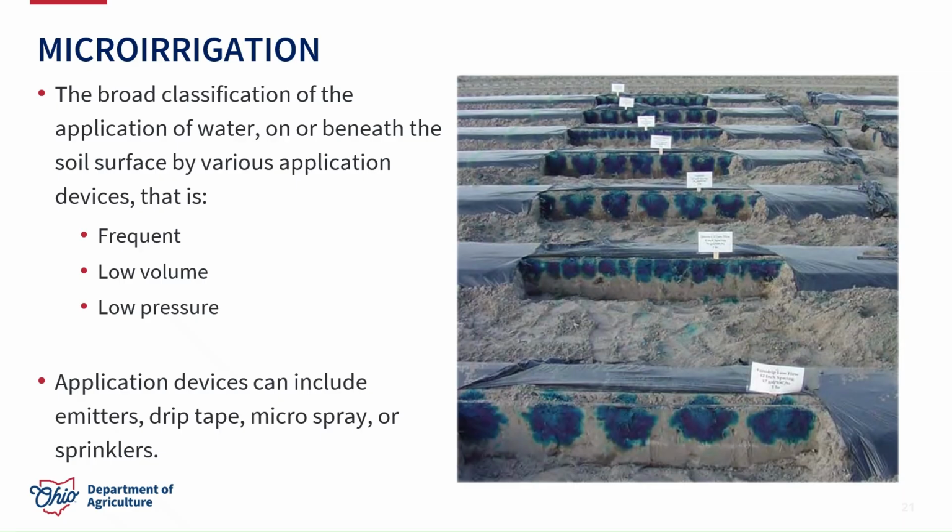And all these different types of microirrigation that we're going to discuss in the coming slides all have these same things in common, where it's frequent irrigation at really defined areas at a low volume of water, really specific to where it's needed to be applied, and they typically operate at a low pressure. So we're going to talk about some of the different devices that are used in microirrigation, and microirrigation can include emitter systems, drip tape systems, micro spray systems, or sprinklers, and we're going to provide a lot of examples of what those look like.